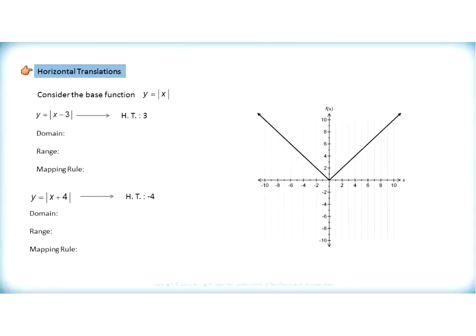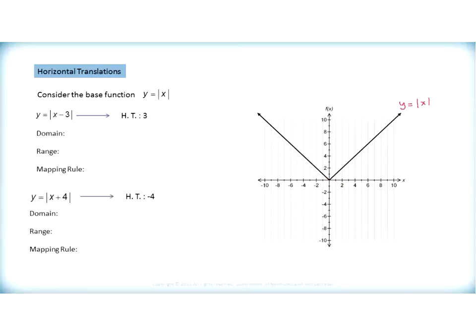Let's take a look at a simple example dealing with horizontal translations. Let's consider the function y = |x|. Here's the graph of y = |x| already constructed for us. And we're going to look at the graph of y = |x - 3|. Note again that x replaced with x - 3 will result in a horizontal translation of 3 units to the right. So if I'm going to sketch this graph, I simply need to take this graph and move it 3 units to the right.